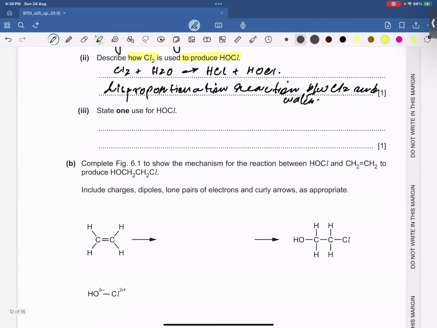State one use of HOCl. To kill bacteria from water. Also, we can write used in the sterilization of water.